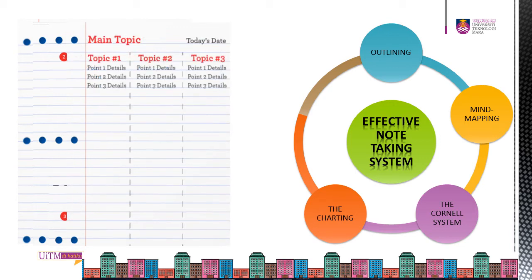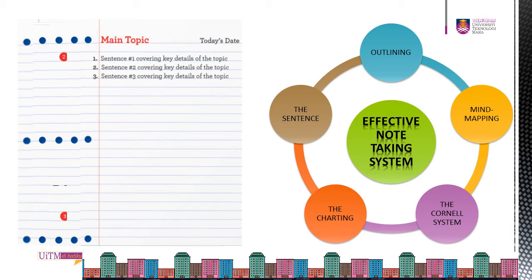Next is the charting method. This one is more suitable for differentiating notes, if you want to differentiate some of the elements. This approach is very good because you can do it in table form, so it helps you to more easily see the differentiation in the lesson that you learned before. The last one is the sentence method. Sentence is more towards taking your notes in sentence form.